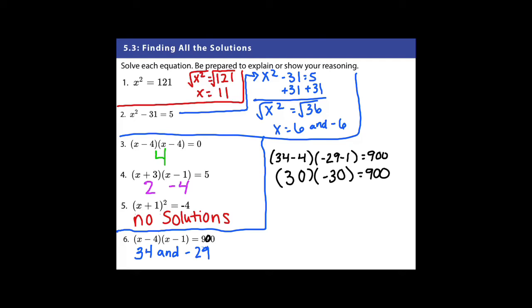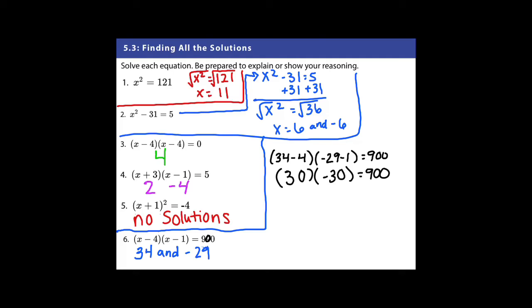Number 3, you'll get 4 because they are both x minus 4. And if you set that equal to 0, you'll get 4. Number 4, x plus 3 and x minus 1 equals 5. If you do 2 plus 3, that's 5, and negative 4 minus 1 gives you 5. Number 5 does not have solutions. You can try and work that one out if you'd like, just to see what you get.